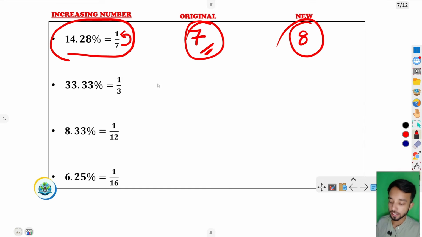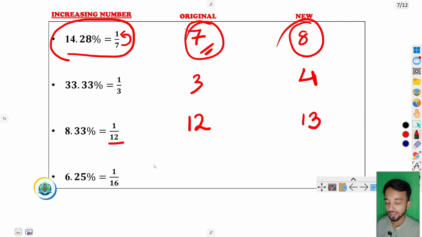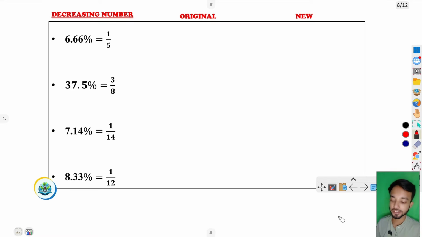Is this clear? 33.33 we already discussed. It will be your 3 and the new number will be your 4. 8.33% value we already discussed. It is 12 in the denominator, so the original number will be 12, and after increment the number will be 14. And the 6.25% value is 1 by 16, so 16 will be your original number and the new number will be 17. I hope it's clear till here.